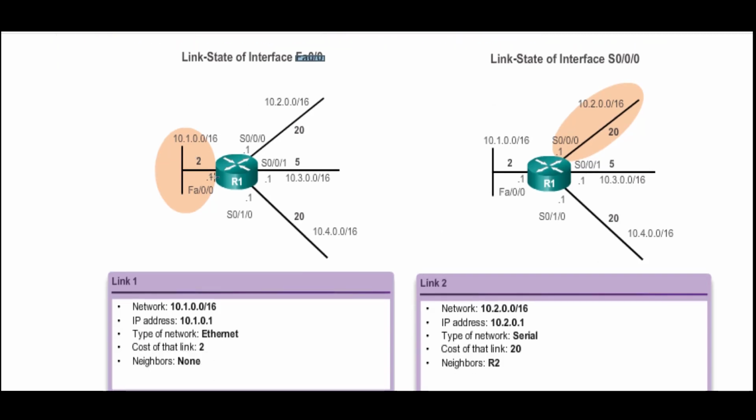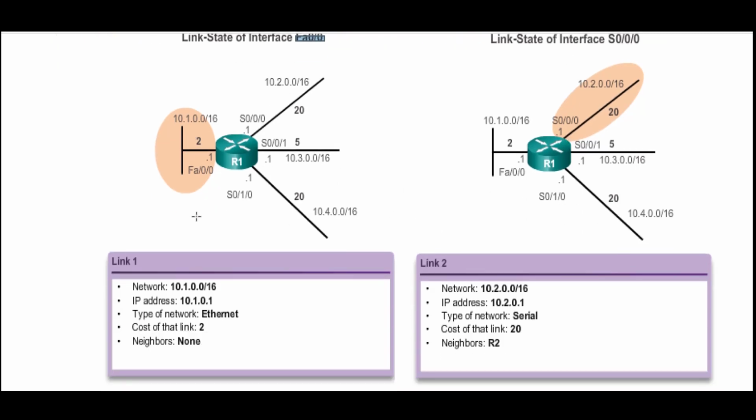I'm not going for every link, only one link. I take this link. What are the things it is going to learn here? The network available on link number 1 is 10.1.0.0. The IP address of this particular link is 10.1.0.1.